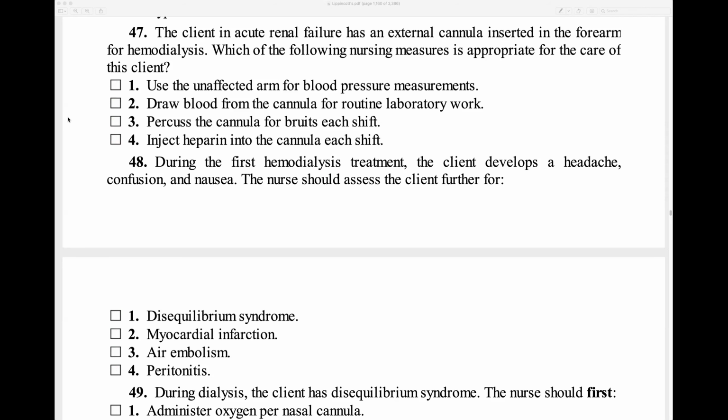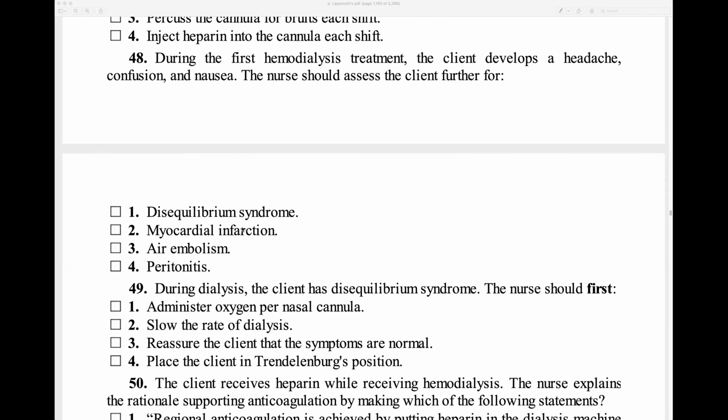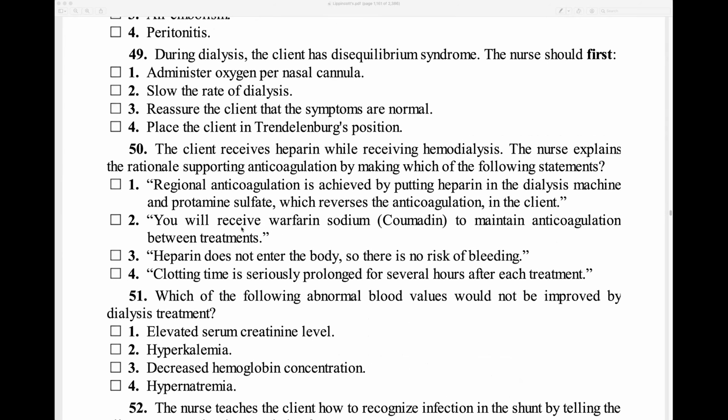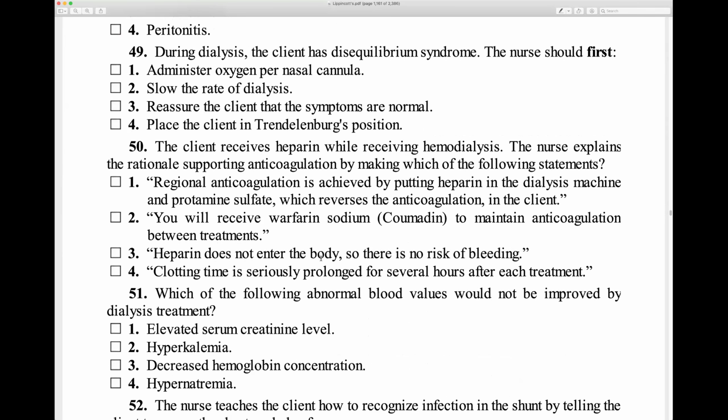Okay, let's do question 49. During dialysis, the client has disequilibrium syndrome. The nurse should first, what would you choose?